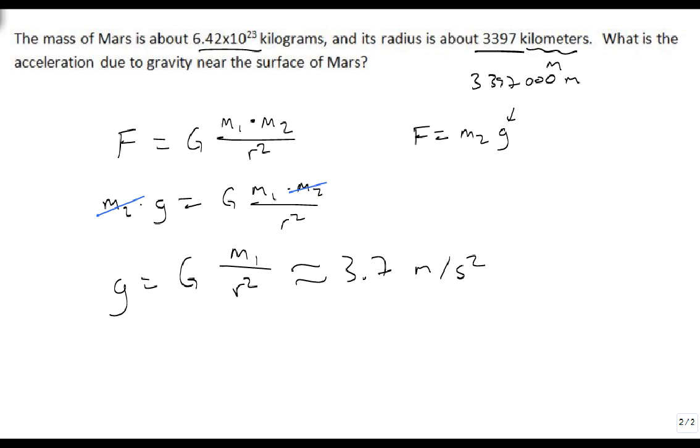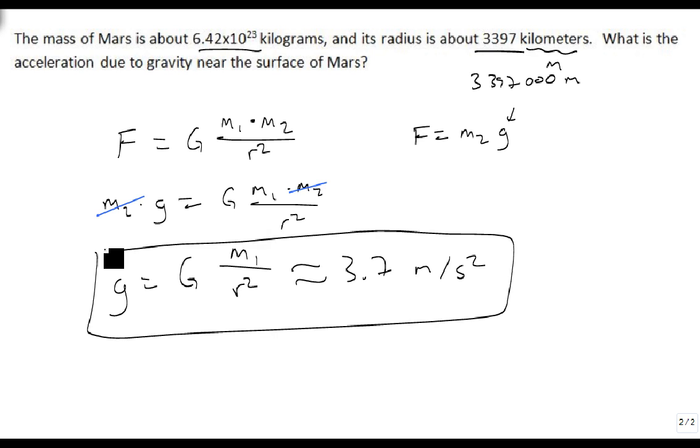And so that's how we can use joint or combined variation to solve a problem. So this is the acceleration due to gravity near the surface of Mars.